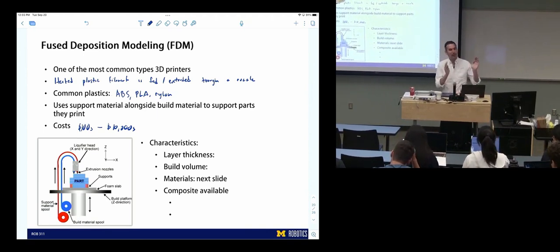Layer thickness. There are a few categories that 3D printers are measured by that govern their performance, govern their cost, and govern the way the part will look and act.